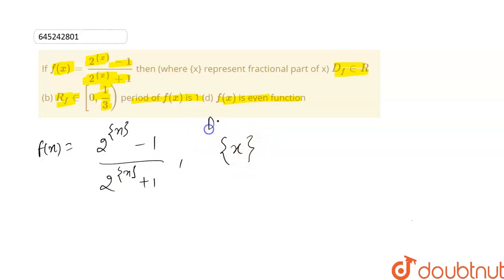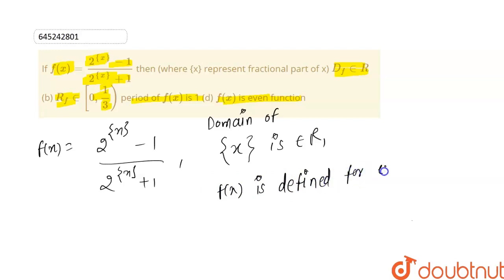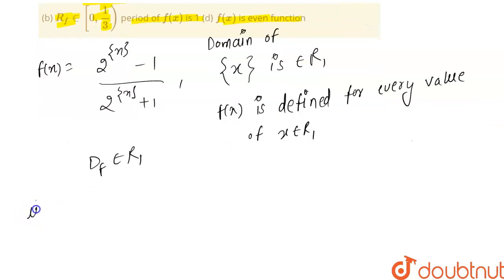So here the given function f(x) is basically equal to (2 to the power fractional part x minus 1) divided by (2 to the power fractional part x plus 1), and we know that the domain of fractional part x belongs to real numbers, and here we can say that the function is defined for every real value of x. So we can say that the domain of the function belongs to real numbers. So it means option 1 is correct. Now let's move to the second one to find the range.